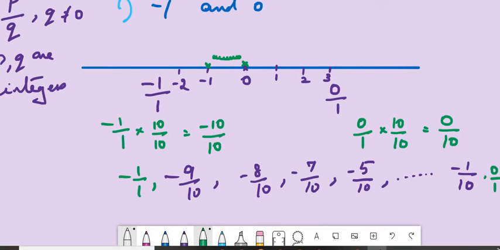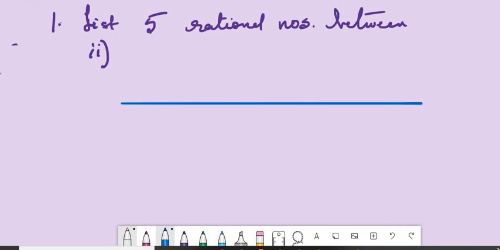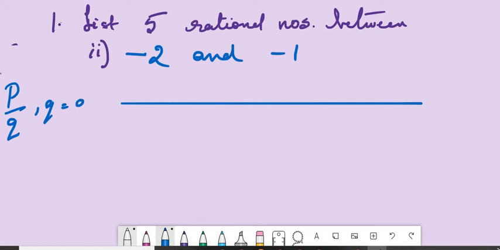Now let us proceed to the second sum. Listing 5 rational numbers between -2 and -1. So now let us list 5 rational numbers between -2 and -1. So to remind you once again, what are rational numbers? Rational numbers are those numbers which can be expressed in the form P by Q, Q not equal to 0 and P, Q are integers.